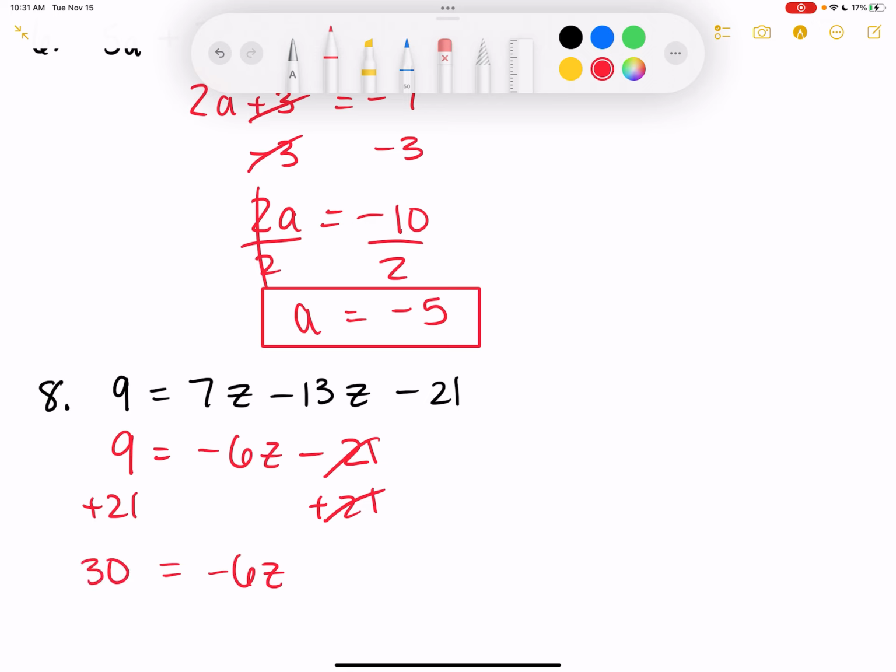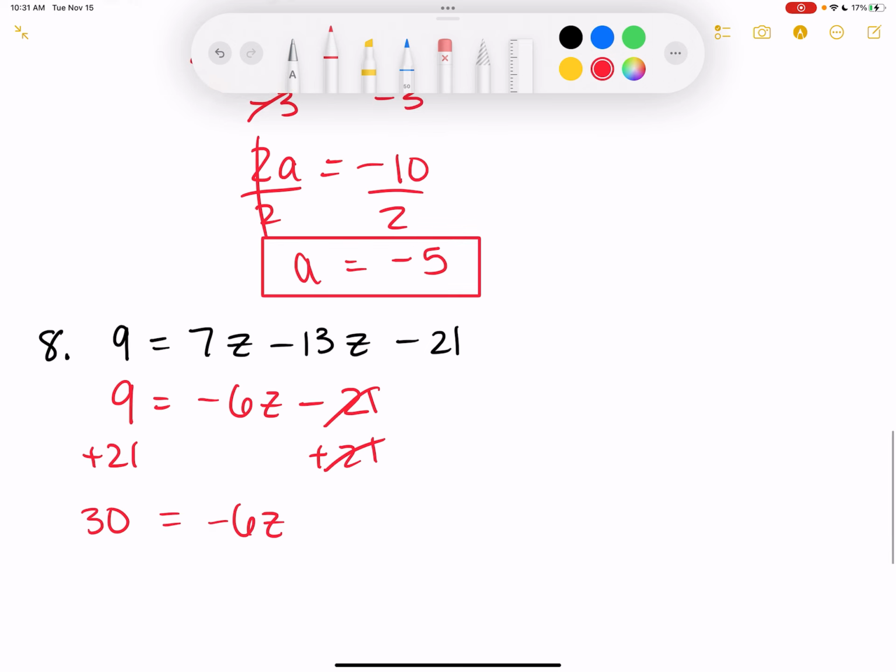Then what? Divide by -6 on both sides. So 30 divided by -6 is? -5. -5 equals z.